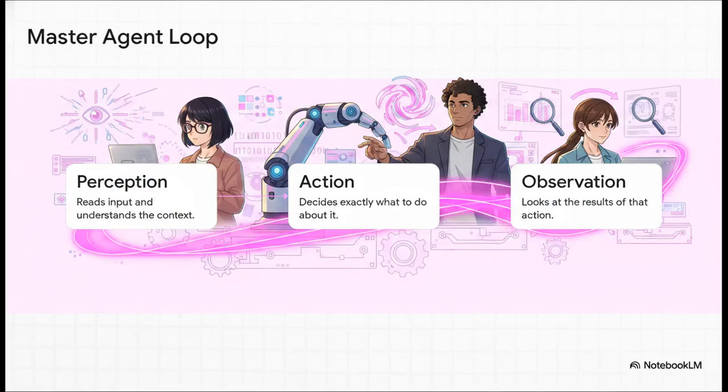Once that context is loaded up, we enter the absolute heartbeat of the entire architecture, the master agent loop. This loop continuously cycles through 3 distinct steps to dynamically solve your problems. Step 1 is perception, reading the input and actually understanding the context. Step 2 is action, deciding what to do about it. And step 3 is observation, looking at the results of that action to decide the very next step. So it doesn't just guess, it perceives, acts, observes, and repeats.